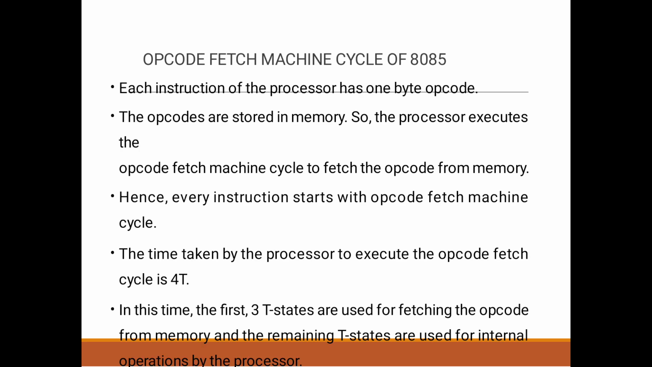Opcode fetch machine cycle of 8085. Each instruction of the processor has a 1 byte opcode. The opcodes are stored in memory. So the processor executes the opcode fetch machine cycle to fetch the opcode from memory. Hence, every instruction starts with an opcode fetch machine cycle. The time taken by the processor to execute the opcode fetch cycle is 4T. In this time, the first three T states are used for fetching the opcode from memory, and the remaining T state is used for internal operations by the processor.